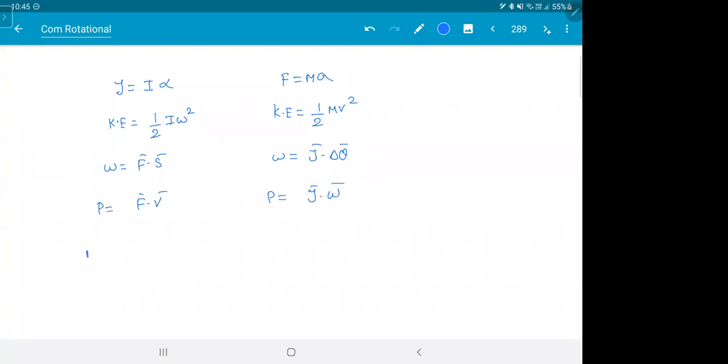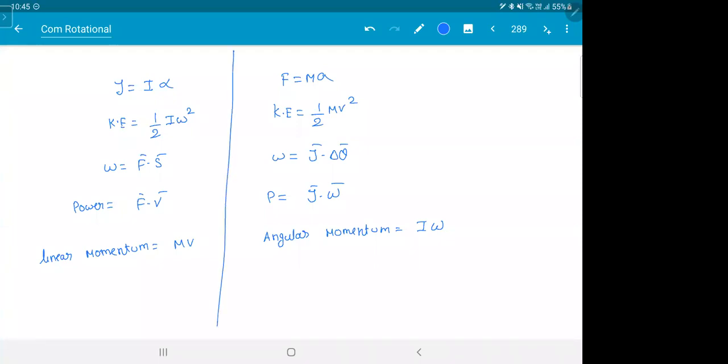Later on, we will see momentum, which is m into v. Here we have something called angular momentum. That's the next part. Which is I in place of m and omega in place of v. So if you see, they all resemble quite similar actually, translation and linear. Torque in place of F, I in place of m, and omega in place of v.